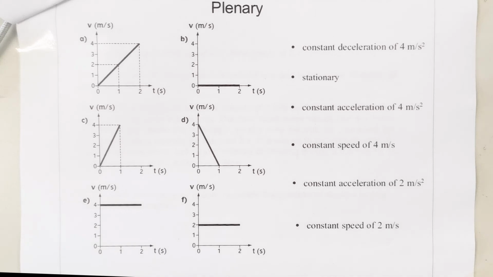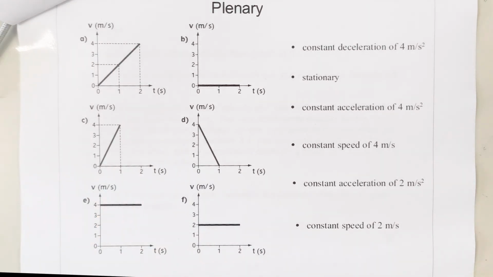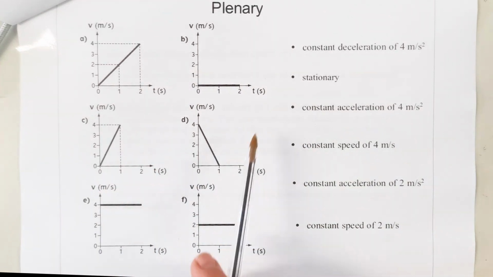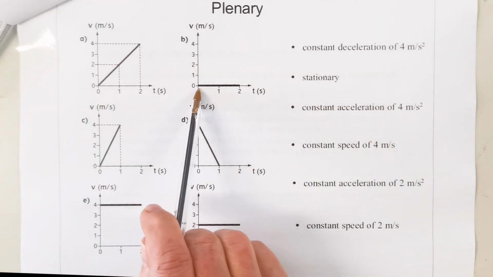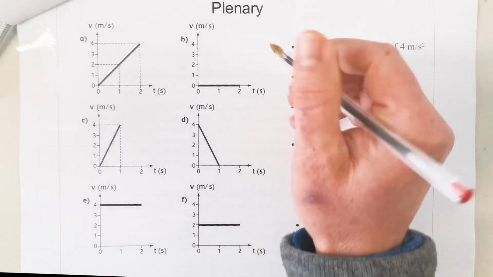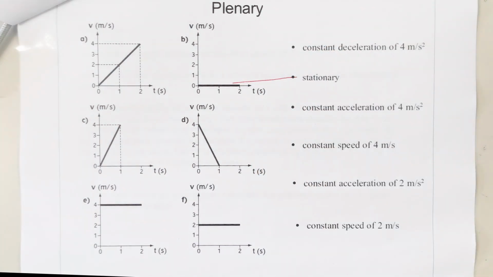Okay, let's have a go at this little plenary. We've got 6 options here, 6 graphs. So let's see, they're all velocity time graphs. Well, let's go for this one. That is an easy one. It's got a velocity of 0 and it stays at 0. That object clearly is stationary.